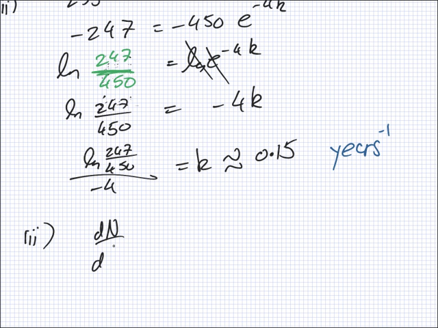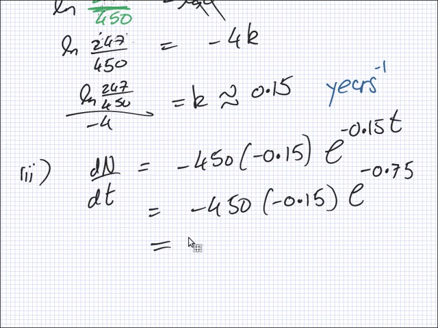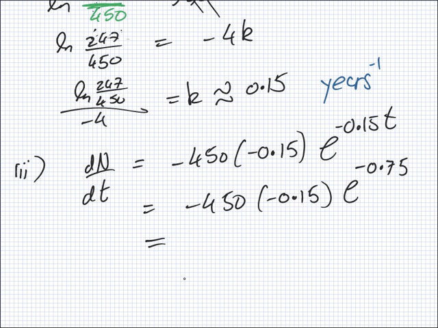So what's the derivative here? That would be minus 450 times minus k e to the minus kt. Oh, sorry, not the k. Minus 0.15 t. You just bring the power down. But we have the value of t. What is it? It's 5, isn't it? What they give us. Minus 0.75. What do we get here? 67.5.